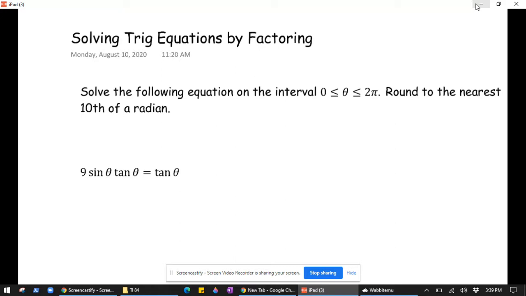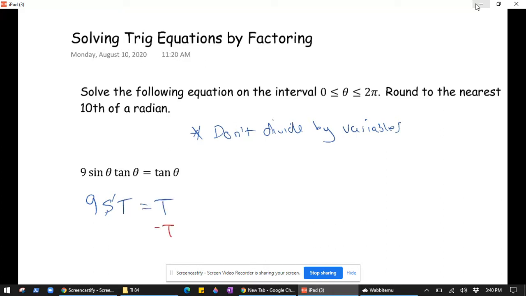It says 9 sine of theta times tangent of theta equals tangent of theta. The wrong thing to do here is to divide both sides by tangent of theta. So I'm just going to note that you don't ever want to divide by variables when you're solving equations because you can lose answers. So first, to make the writing easier, I'm just going to write this as 9st equals t, just to kind of abbreviate for now.